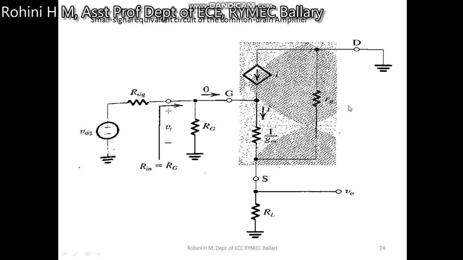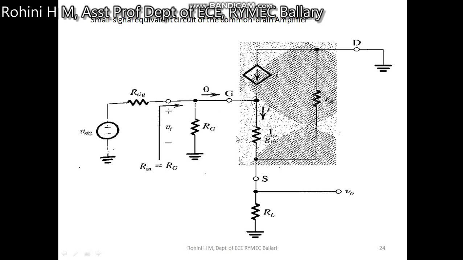So this parallel combination is in series with what resistance? 1 over Gm. To this entire branch, what is the voltage that we are driving? What is the voltage that we are giving? That is the signal Vin.